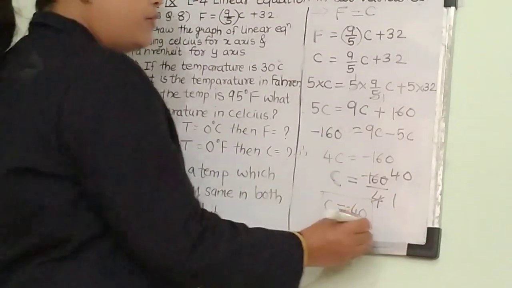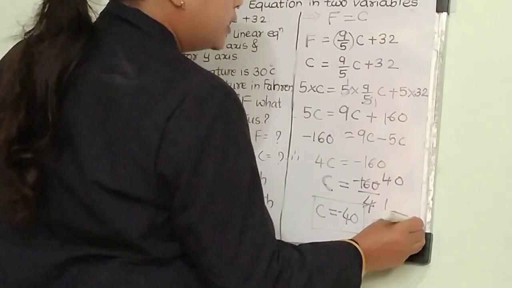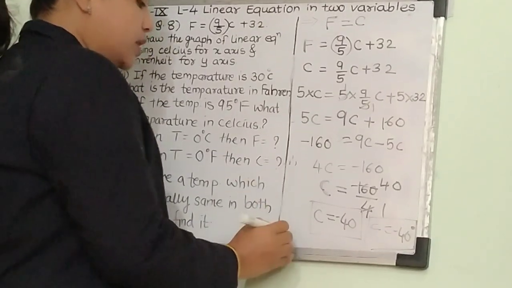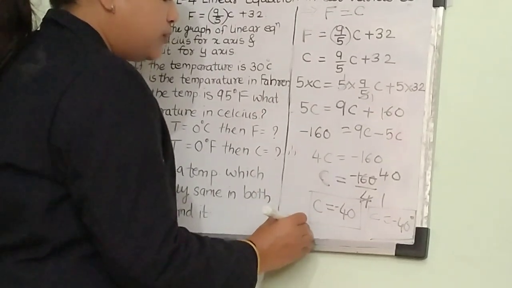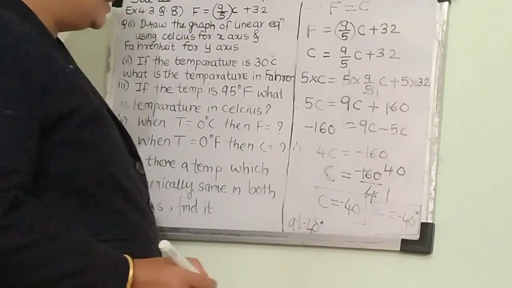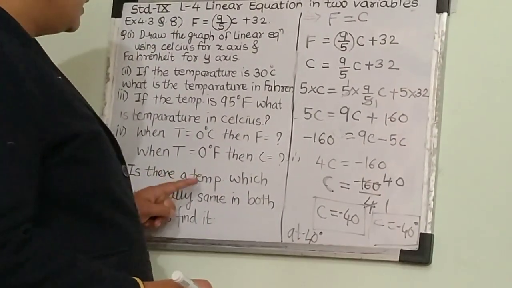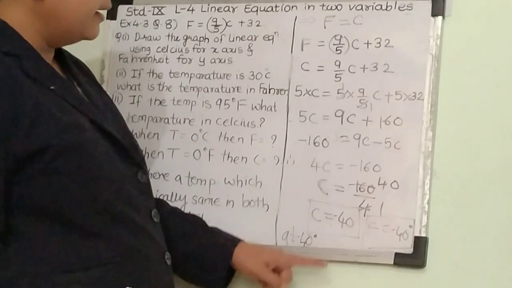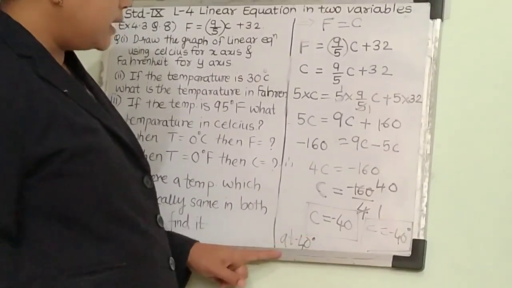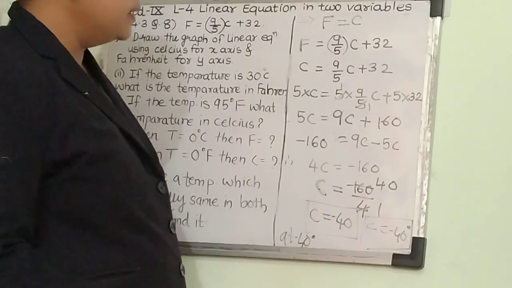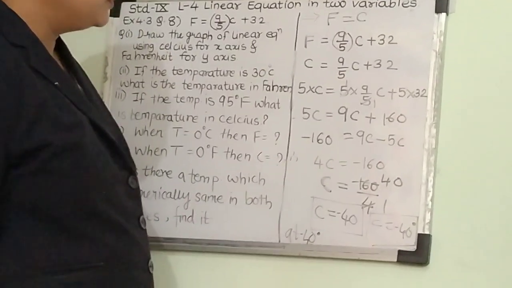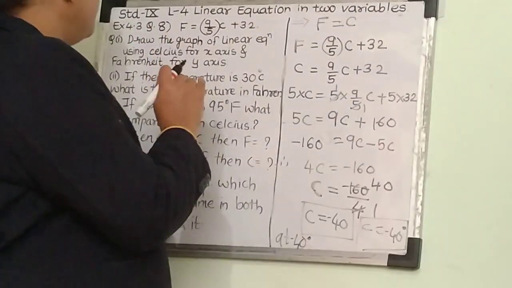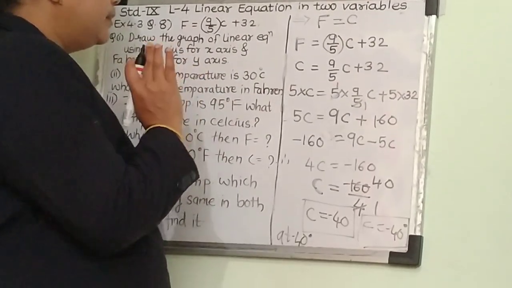So F also we get minus 40 because F and C are the same. So we can say that from this, at minus 40 degree temperature, numerically they are the same. It means the temperature in Fahrenheit and the temperature in Celsius is the same at minus 40 degree temperature. So in this way we are going to finish our question number 8 from the exercise 4.3.